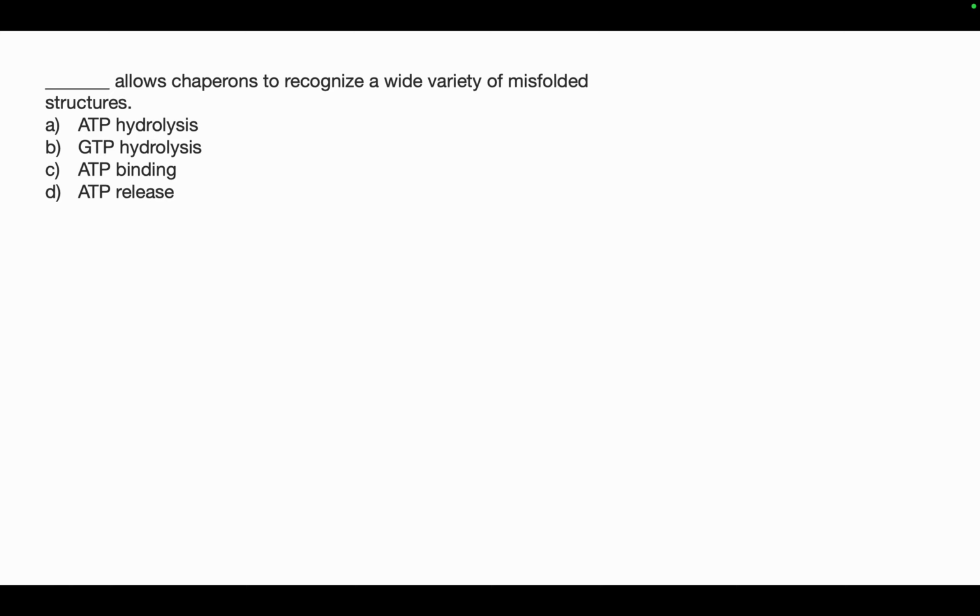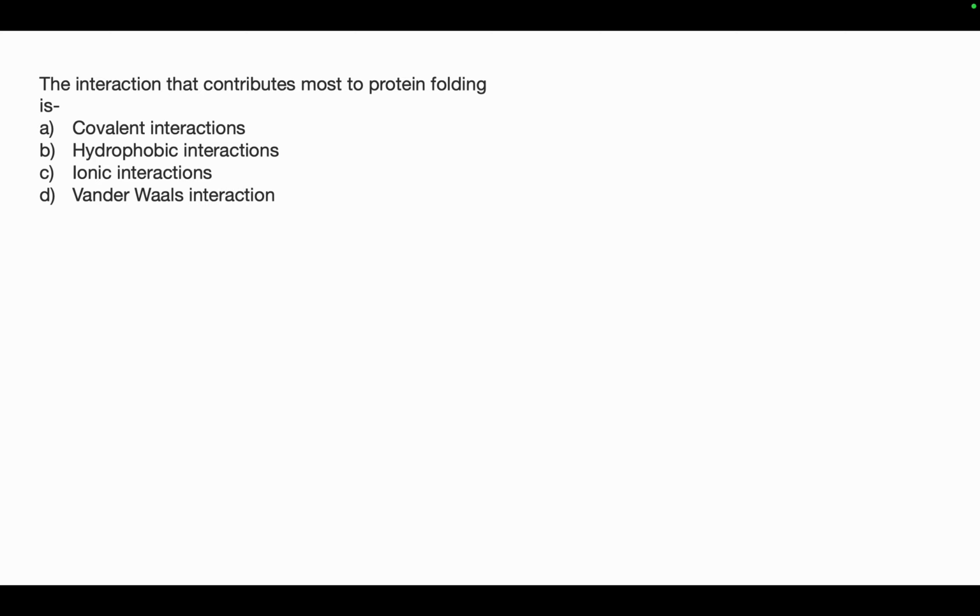DnaK allows chaperones to recognize a wide variety of misfolded structures. So ATP hydrolysis is required. This energy from the ATP hydrolysis allows the chaperones to recognize different misfolded protein structures. So ATP hydrolysis is the answer. The interactions that contribute most to protein folding: covalent, hydrophobic, ionic, van der Waals. All the interactions are important, but the most important interaction is the hydrophobic interaction. So hydrophobic interactions are the most important in order to get proper protein folding.